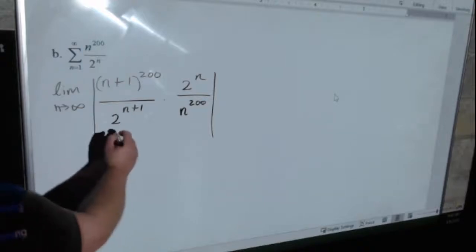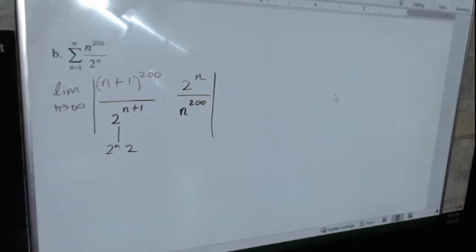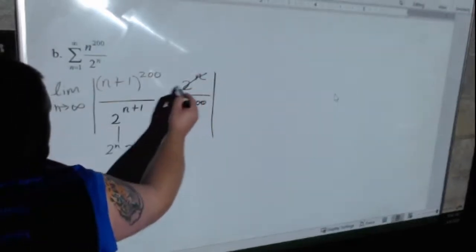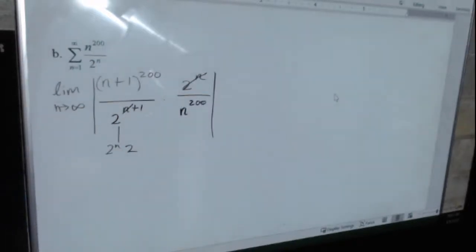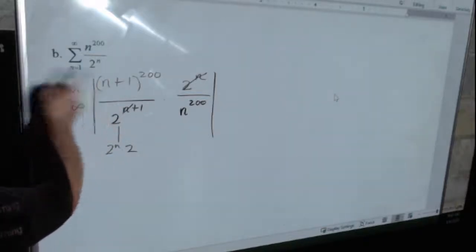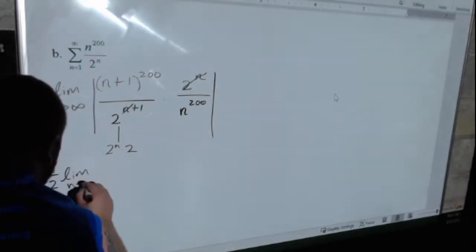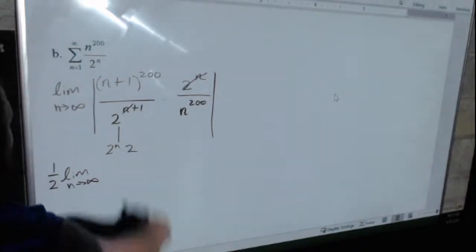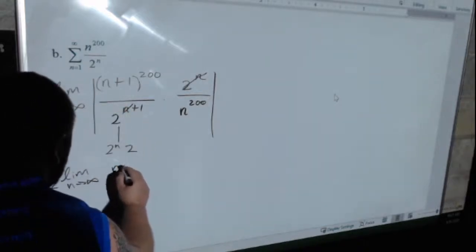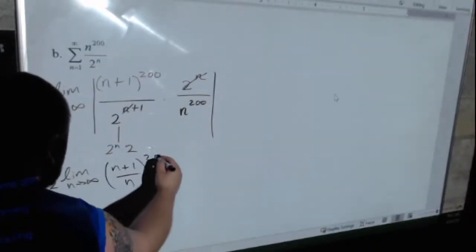Now this 2 to the n plus 1 is really 2 to the n times 2. So this 2 to the n cancels with that n and leaves behind just 2. And that 2 has nothing to do with the limit, and it's positive. So I'm going to pull it all the way out in front. Left behind I have n plus 1 divided by n all to the 200th power.